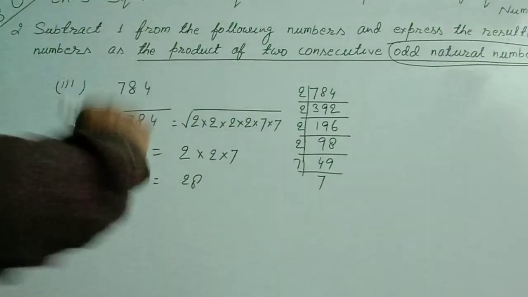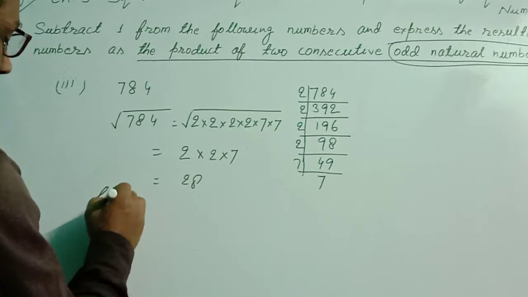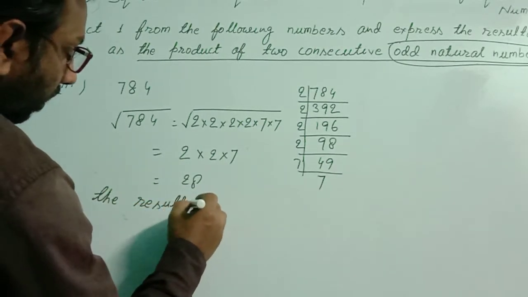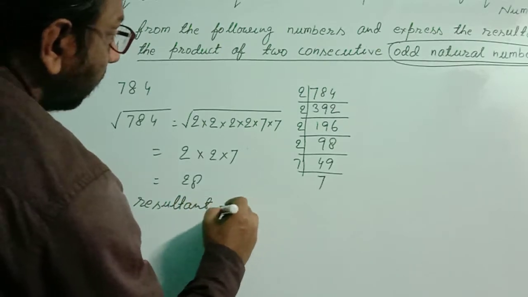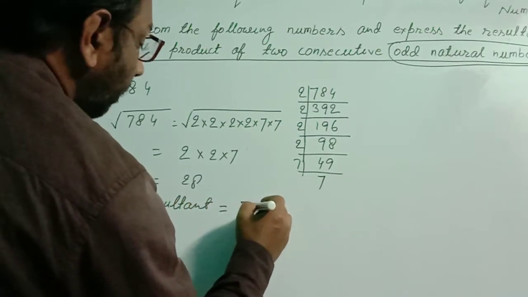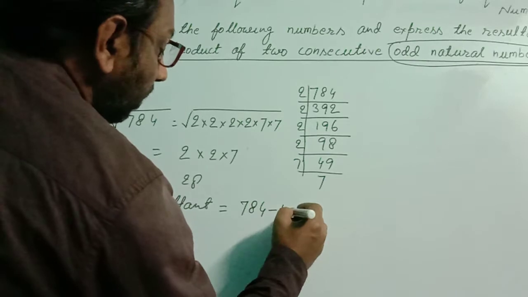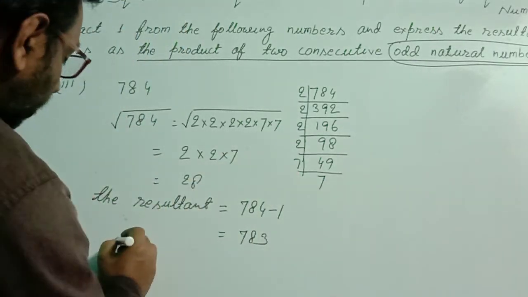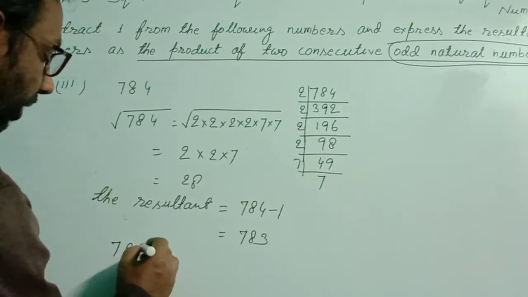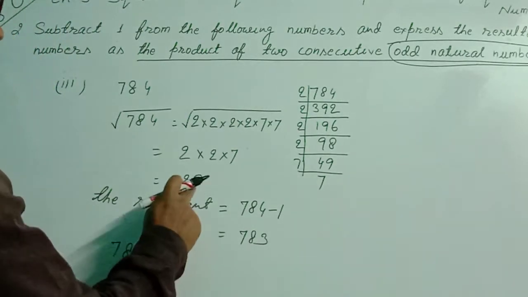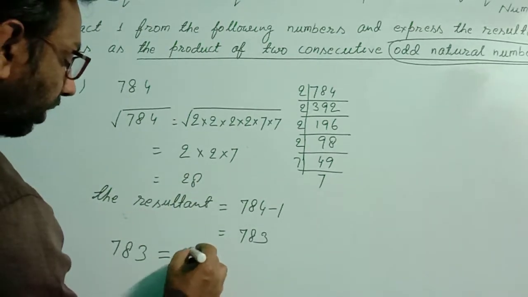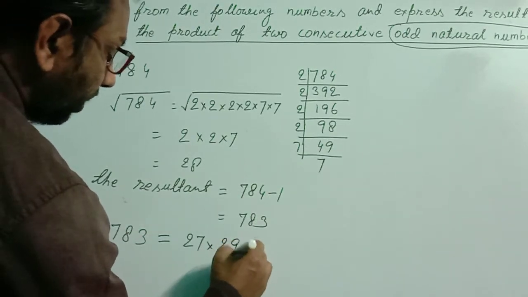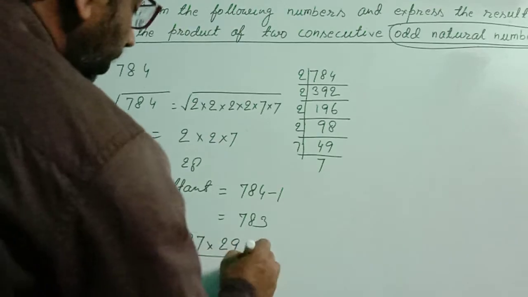Now write the resultant number. Resultant number equal to 784 minus 1, that is equal to 783. This resultant number 783 is the product of the predecessor of 28, that is 27, and the successor of 28, that is 29. These two became the answer.